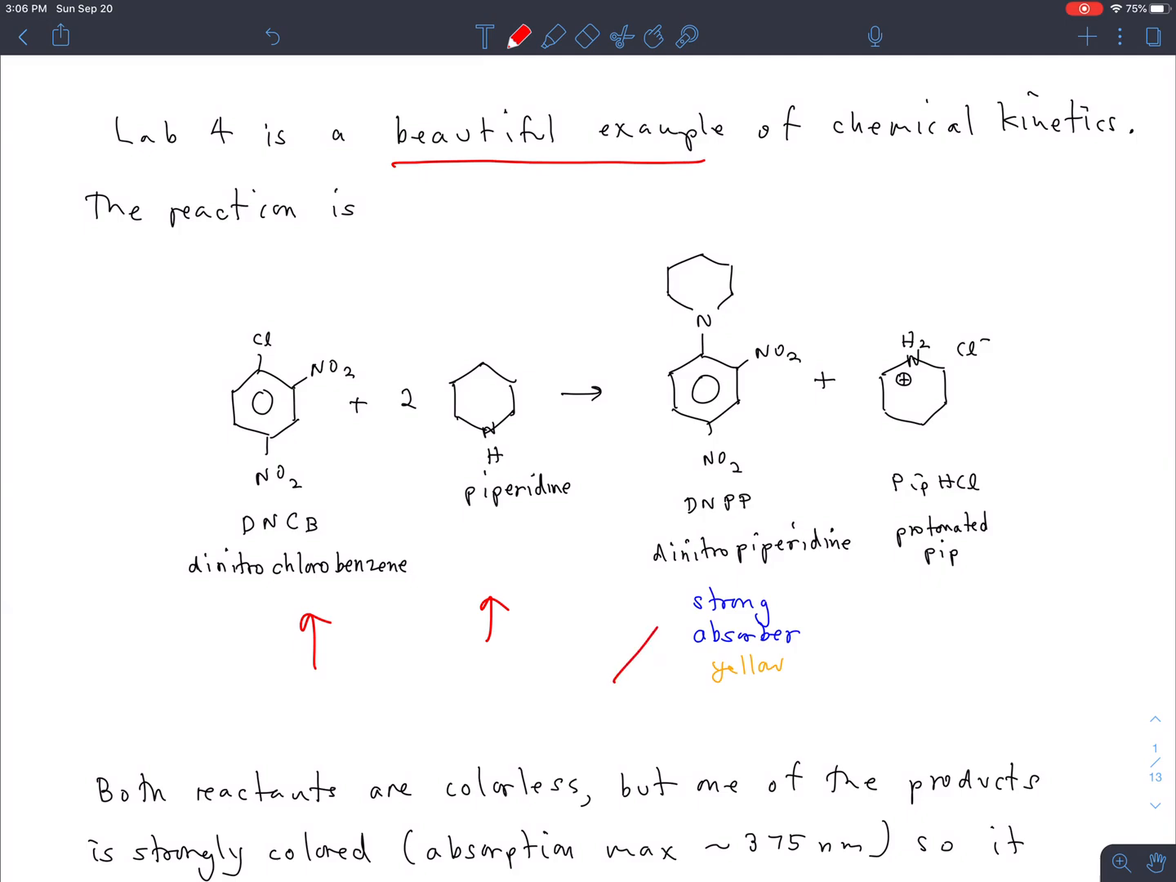It produces a colored product, which is very brightly colored, in fact. And so that means we can follow the concentration changes in that product as a function of time by just watching in a spectrometer, basically.